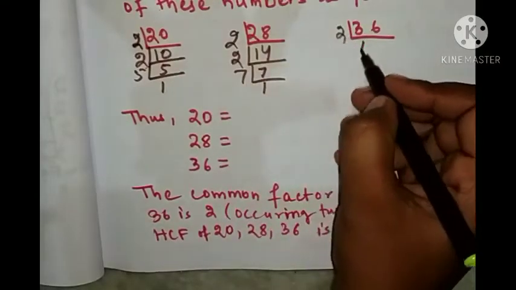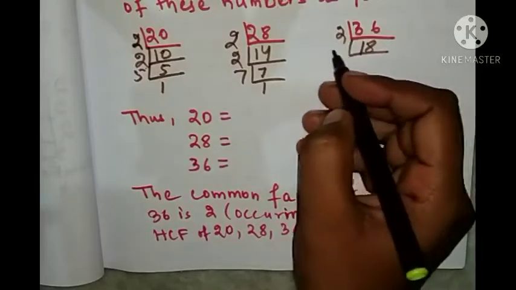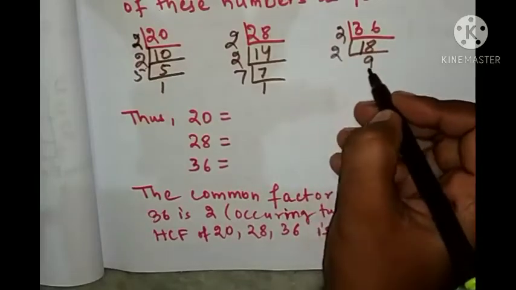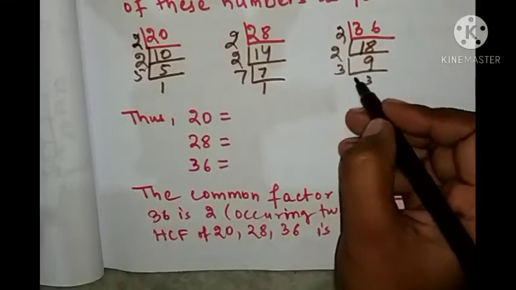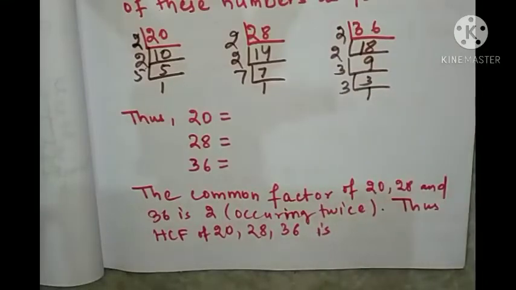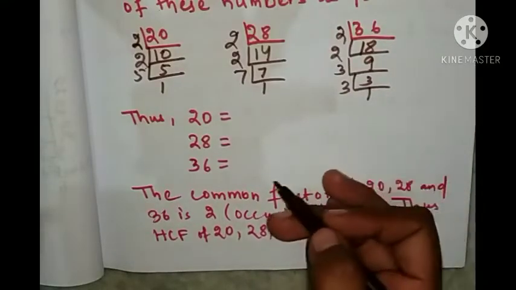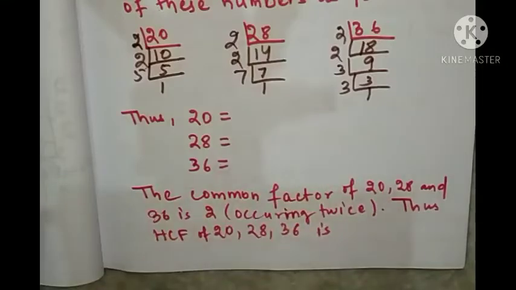Then 36: 2 times 18 is 36, then 2 times 9 is 18, 3 times 3 is 9, and next 3 times 1 is 3. So at last we found 1, which is neither prime nor composite.